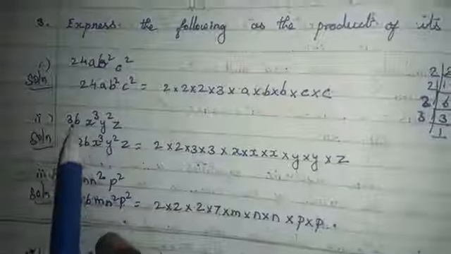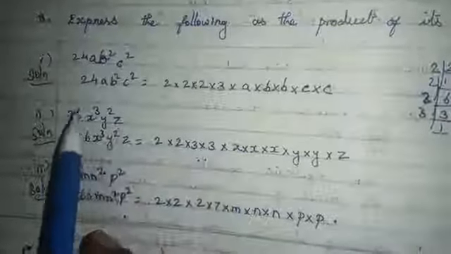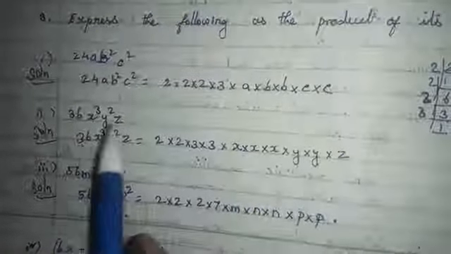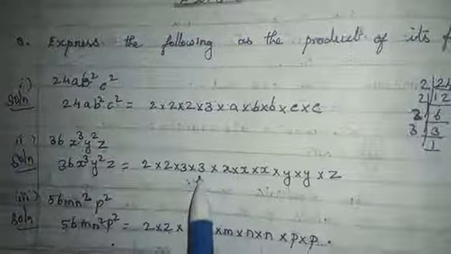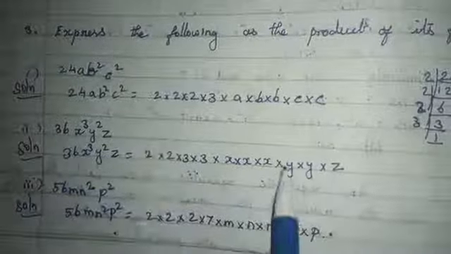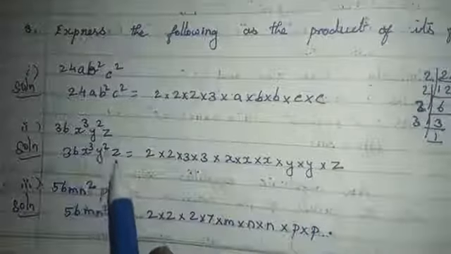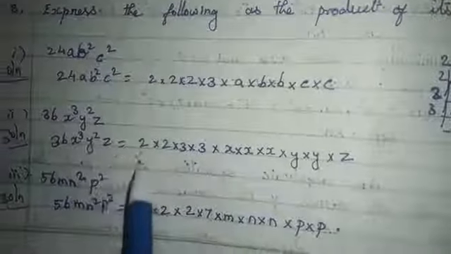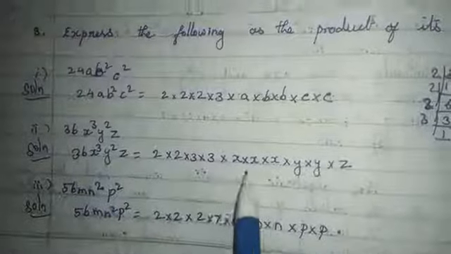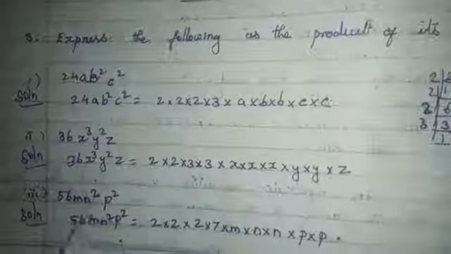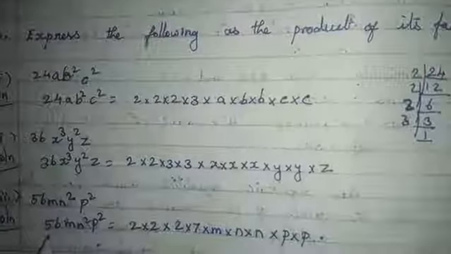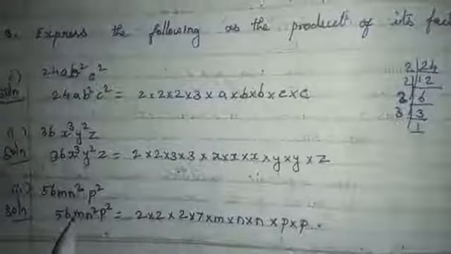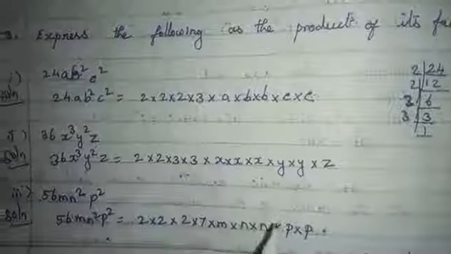The second expression is 36x cube y square z. In the same way, first you have to find the factors of 36, that is 2 into 2 into 3 into 3, and x cube can be written as x into x into x, y square can be written as y into y, and lastly we have the variable z. Therefore, 36x cube y square z can be written as 2 into 2 into 3 into 3 into x into x into x into y into y into z. Similarly, 56m n square p, the factors of 56 as a product is 2 into 2 into 2 into 7, and m into n into n into p.